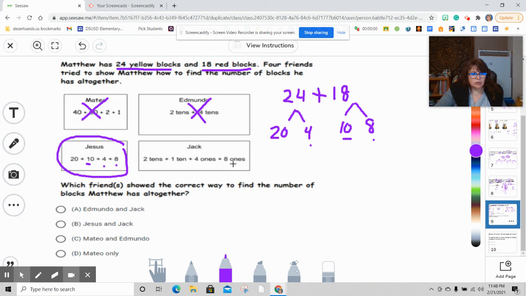Now I'm not done. I have to look at Jack, because he says 2 friends, right? Or maybe even one of the friends. I don't know. So now it says 2 tens. Well, 2 tens, 20 is the same as 20. So this one could be right here. Then 1 ten, remember, 1 ten is the same as 10. So that's correct. 4 ones would be right here, and then 8 ones would be right here. So Jack is also correct. So is Jesus and Jack. So now I go and find Jesus and Jack, which is right here, letter B.